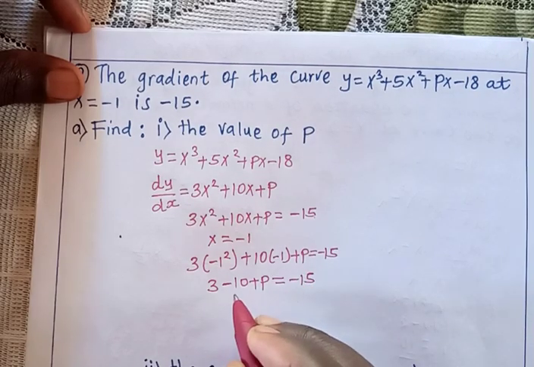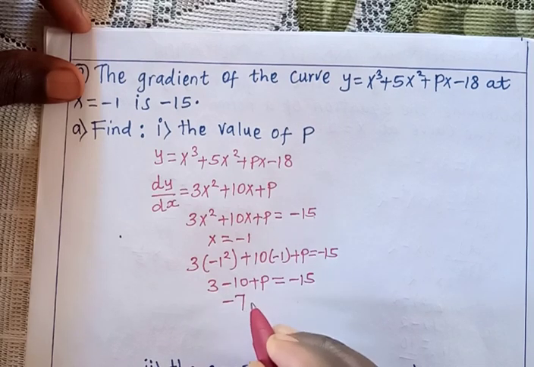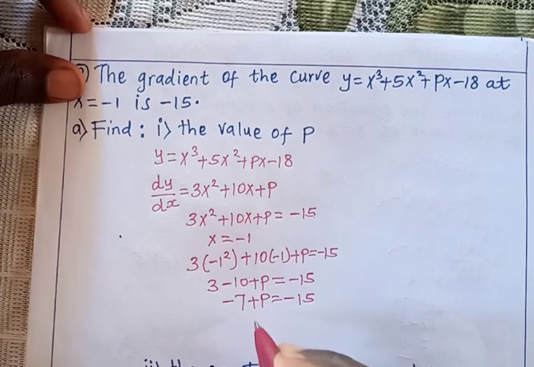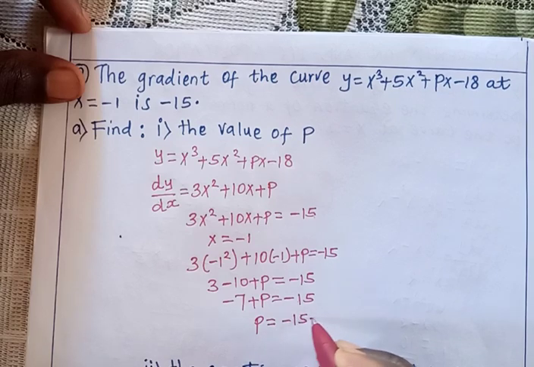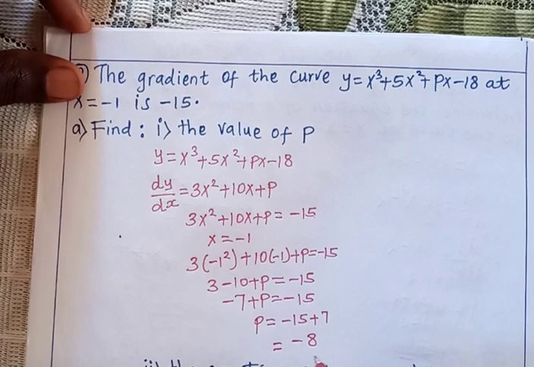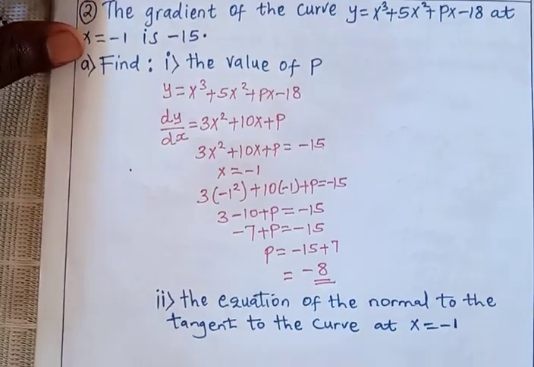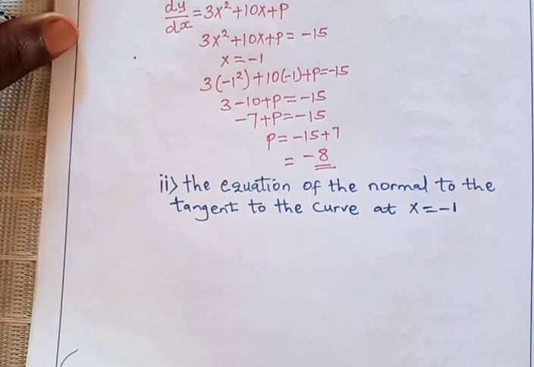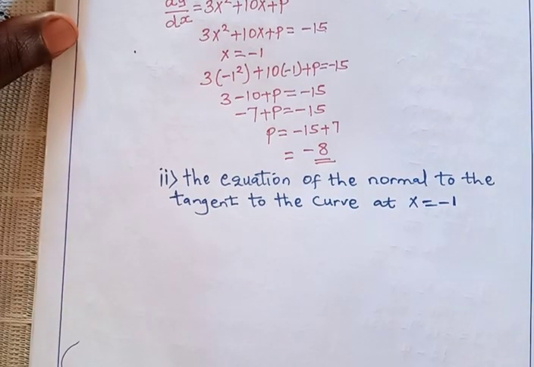And now what is 3? You take away 10, it's negative 7 plus p is equals to negative 15. We put like terms together. P is going to be negative 15 plus 7. Now our final value for p is going to be negative 8. Very well. We are done with part Roman 1. What about Roman 2?